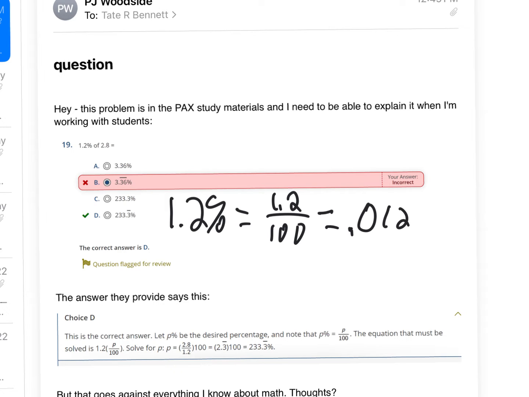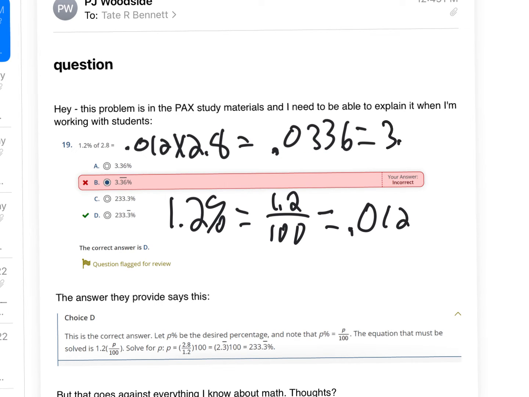And if we come back here, we work this, so we got 0.012, and of means multiply. So if we take 0.012 and multiply it by 2.8, I just used a calculator, and that's 0.0336. Now it looks like they want the final answer in percent, so I guess we have to put the percent back on. So we move the decimal 2 places to the right, and we got 3.36%.